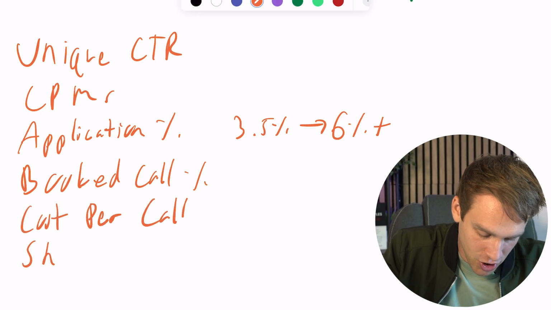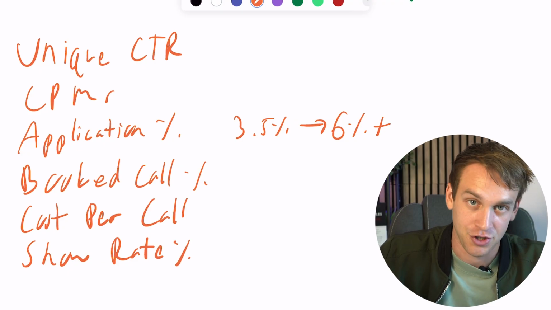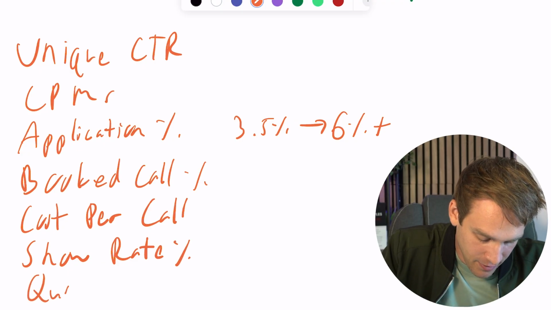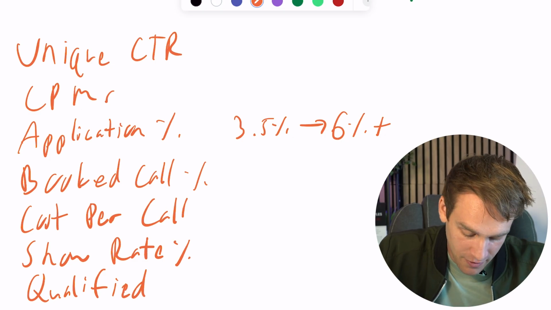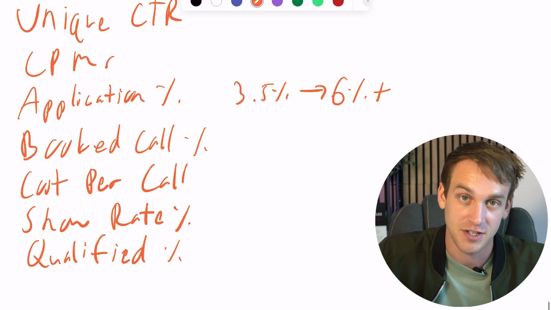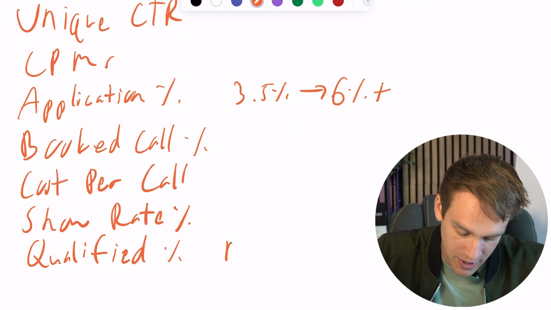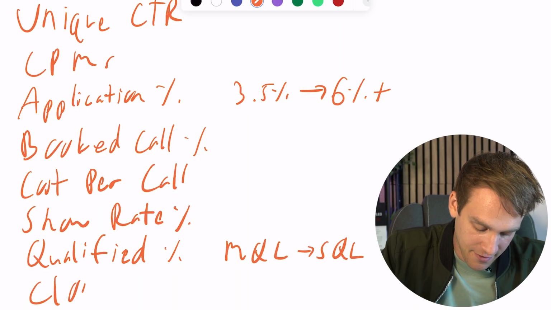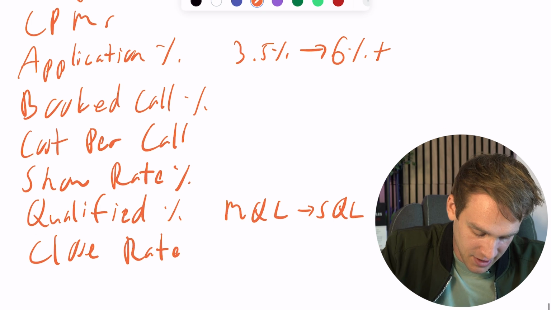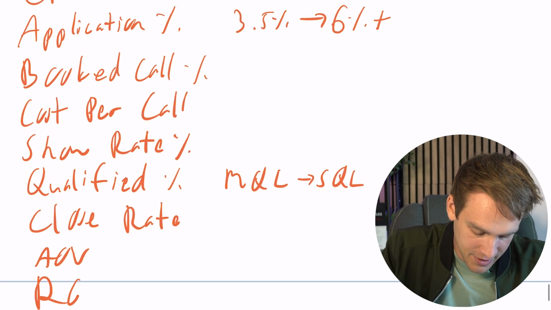Then we have our show rate as a percentage, so how many people actually showed up to the sales calls that booked. The qualified rate, out of the ones that showed up and speak to the sales team, how many were actually qualified. That is a percentage. So we want this to be as low as possible because we want MQLs to be as close to SQLs as possible. And then, of course, we have close rate. And then also, I like to see AOV and then ROAS.